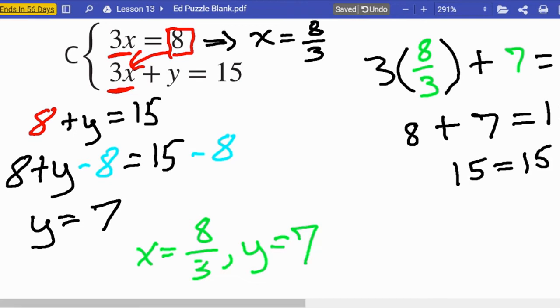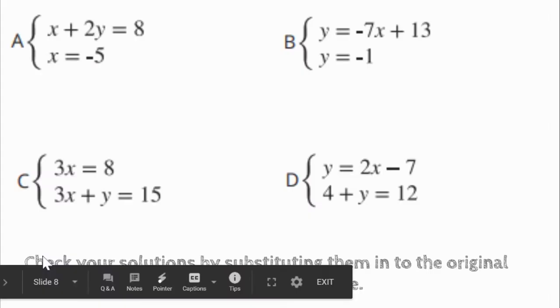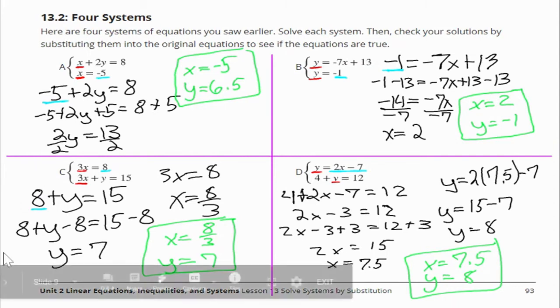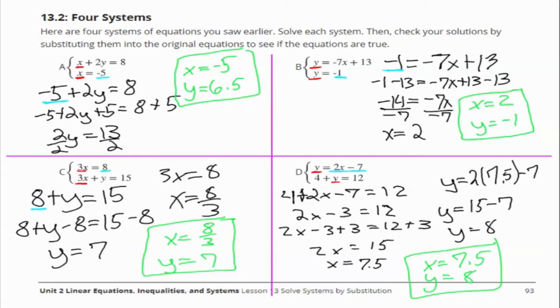So we're good here. Now that we have done A and C together, I want you to try B and D on your own. Here are the solutions for the first activity. Pause your screen now to check your answers.